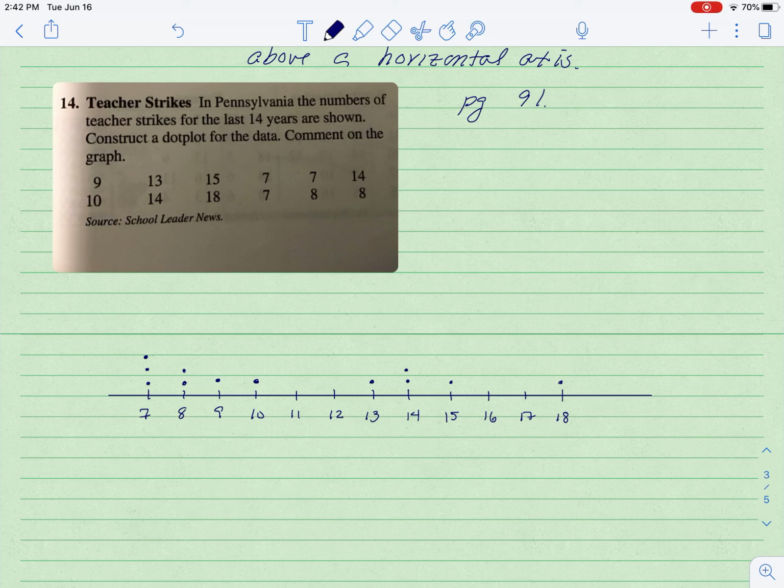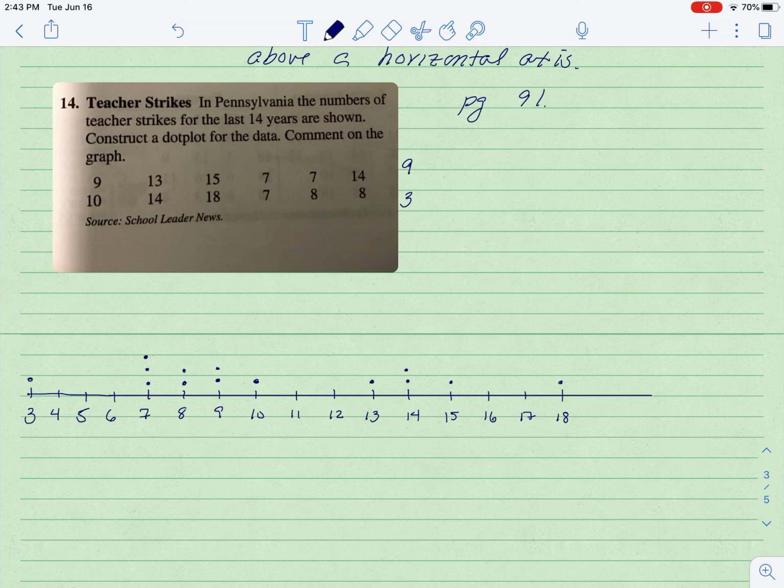We're missing 2 values. Oh, I missed 2. 14, 8. We're missing another column. It's 9 and 3. So 9 and 3. We got to go way down here. 6, 5, 4, 3. Okay, that's all our data. That's all 14 points there. All right, so this is our dot plot.